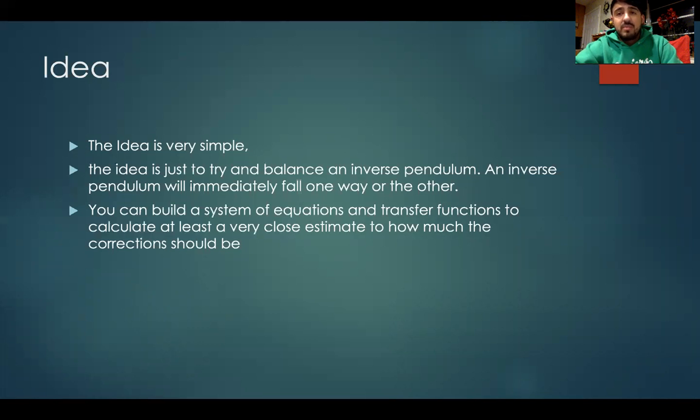That's where the knowledge of system dynamics and controls comes into play. You can build a system of equations and transfer functions to calculate at least a very close estimate to how much the exact correction should be. While it's not 100% accurate, the estimations give you a very good starting point to begin to guess and check what the exact number should be. Without the knowledge of system dynamics and controls, one could guess and check until they arrived at the correct value, but that would take an incredibly long time as you wouldn't even know where to start.